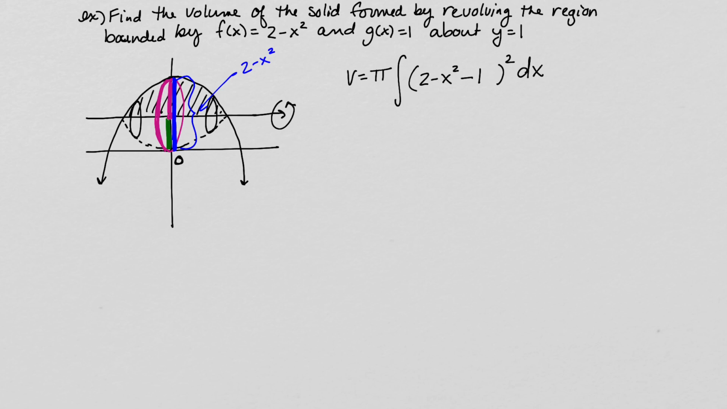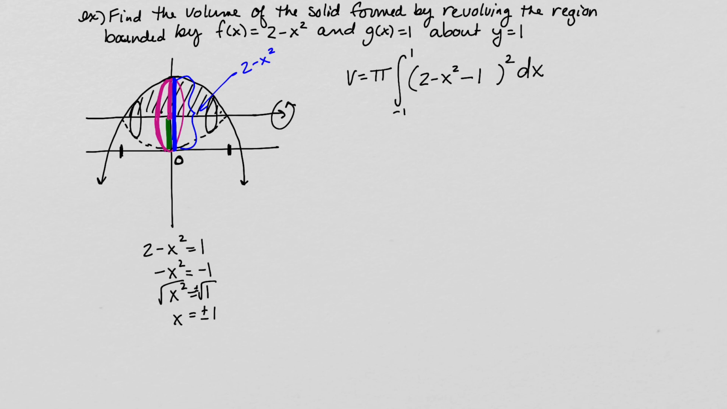No. Okay, so we want to integrate it. We need to go from this point here to this point here. I don't know what those points are. So to find them, I'm going to have to set my two equations equal to each other. So we had 2 minus x squared has to be equal to 1. Or minus x squared has to be equal to minus 1, or x squared equals positive 1, which if I take the square root of both sides, x is going to be plus or minus 1. So we're integrating from minus 1 to 1.